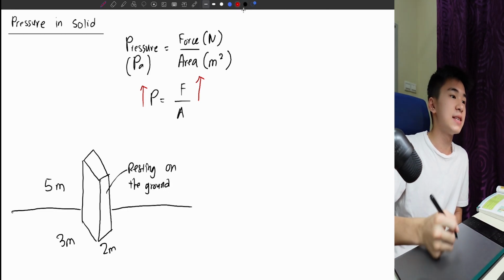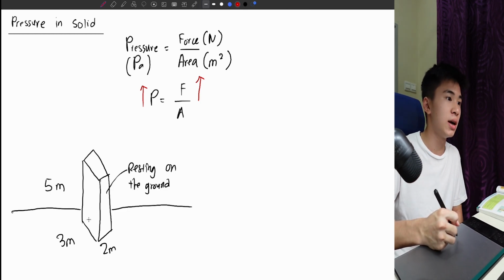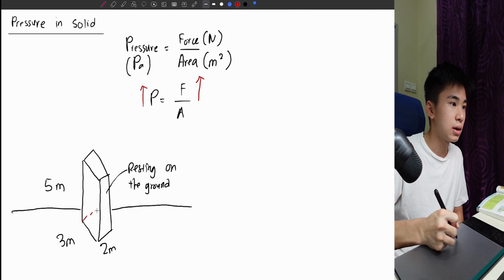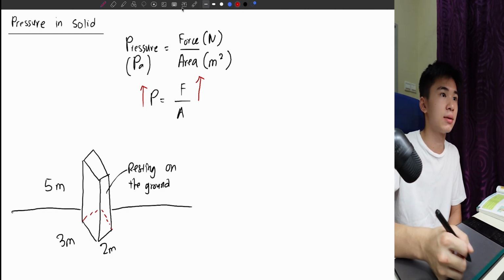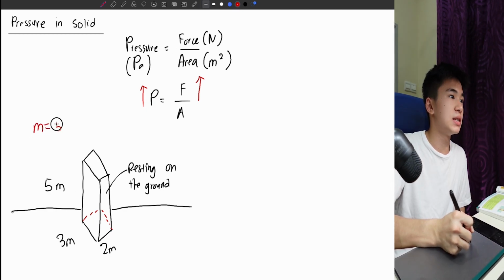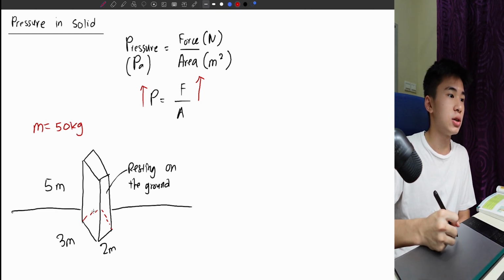So what really matters is that if you want to calculate how much pressure this object is exerting on the ground, we only calculate the base. The height does not matter in this case. Let's say the mass of this object is 50 kg. So right now let's find the pressure at the base right here.